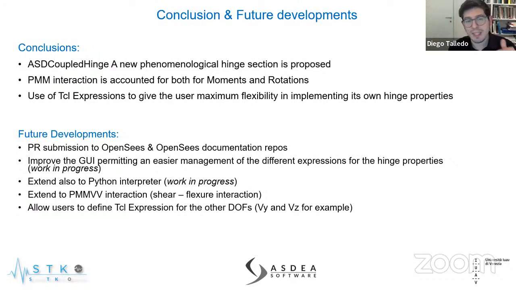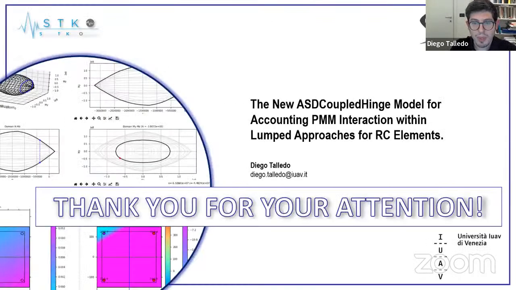Then we want to extend the interaction also to shear, so PMM VV, to account also for the shear-flexure interaction, and consequently allow the user to define their own expressions, Tcl or the new versions that we will find, for the other degrees of freedom, like for instance the shears, so that we can add shear models and so on. So with this, I conclude. I thank you very much for your attention, and I'm of course open for questions.